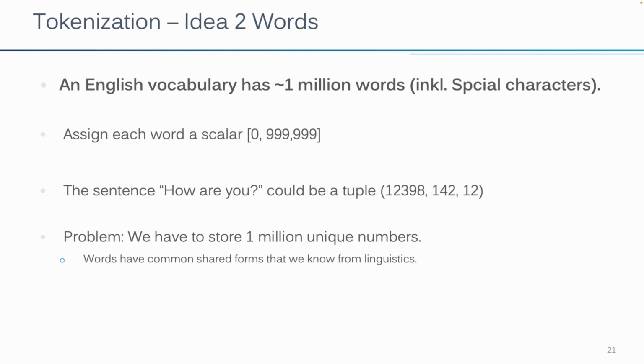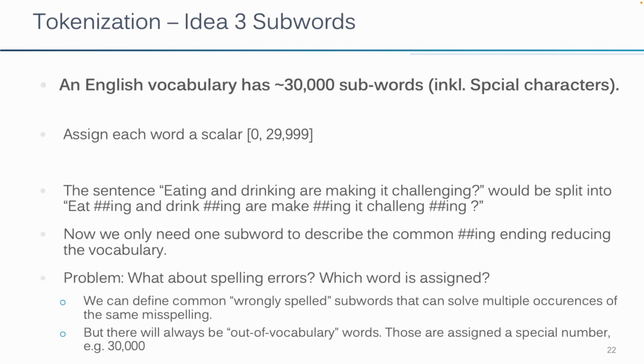So it would be great if we could identify shared parts of these words that always occur in text to reduce that vocabulary. What does that mean? Think about words that have an ending like "ing". Words like eating, drinking, making, challenging all share common endings or stems. When we have those common endings or stems, we can define subwords. Subwords are parts of words that reduce the size of the vocabulary by combining them together. So if I have 30,000 subwords, I can compose the 1 million words in the English vocabulary again. And that's what we do here.